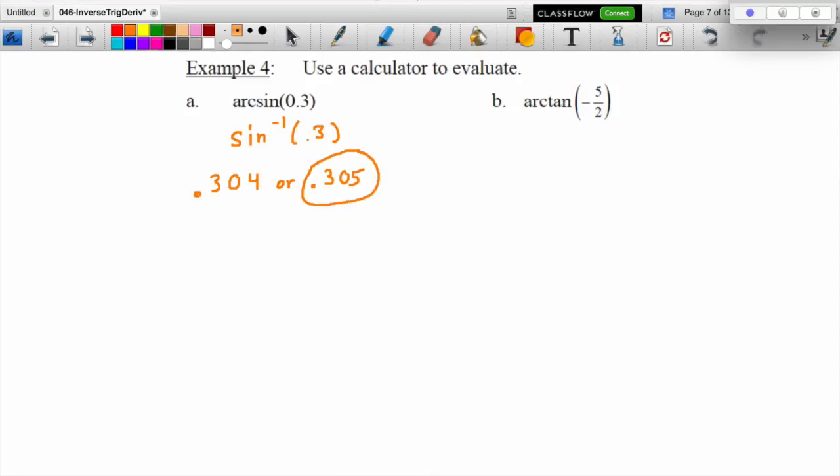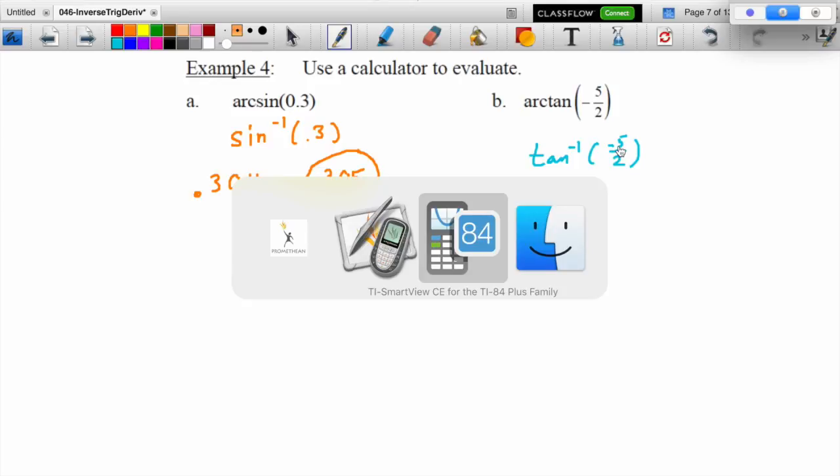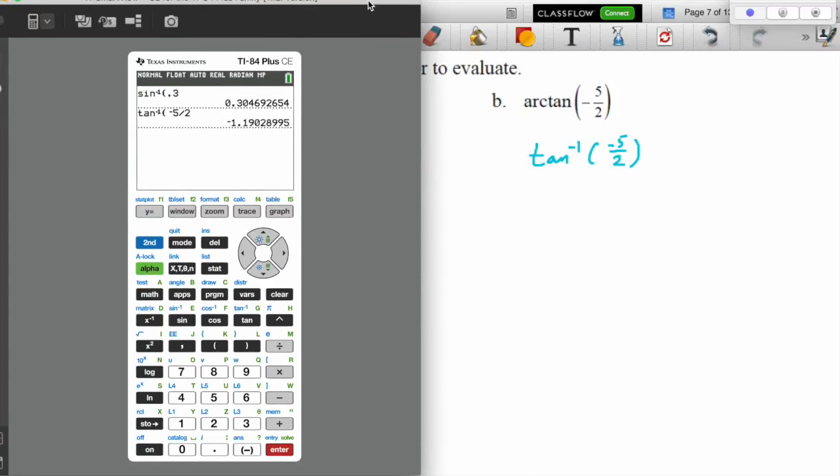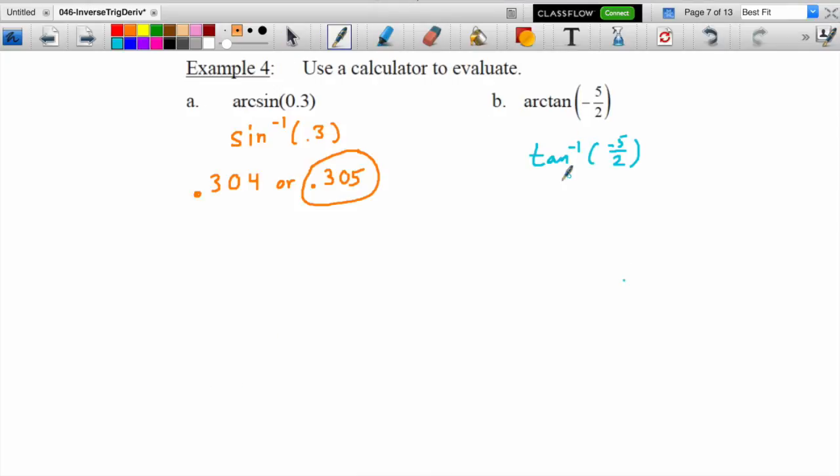That's right, okay. So for arctan of negative 5 over 2, we want to switch colors. We're going to type in tan inverse in the same way: negative 5 over 2. You can convert that to a decimal, that would be negative 2.5, but we can also just use the calculator. Second tan, negative 5 over 2, enter. And we get negative 1.190. That's the only acceptable answer.